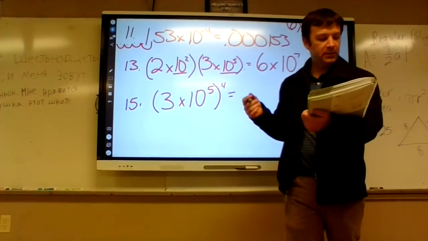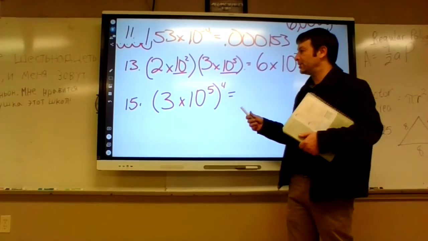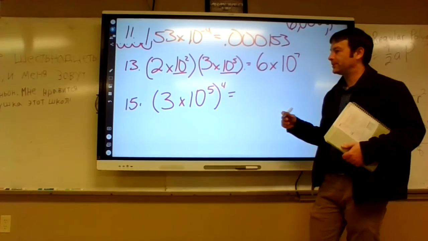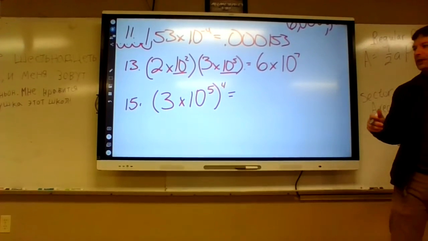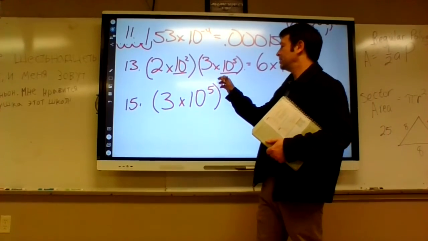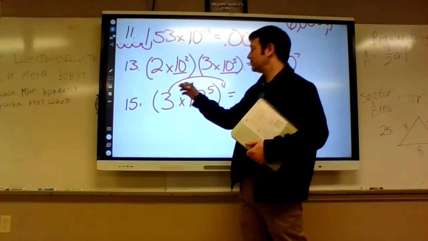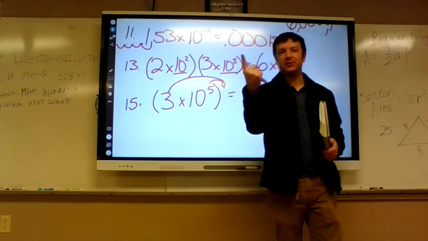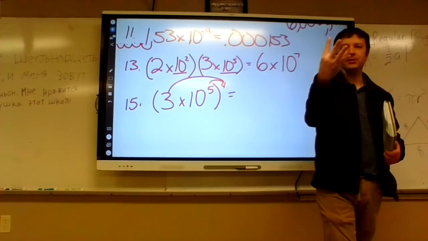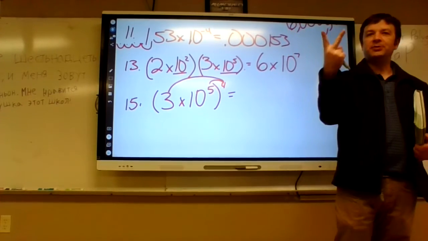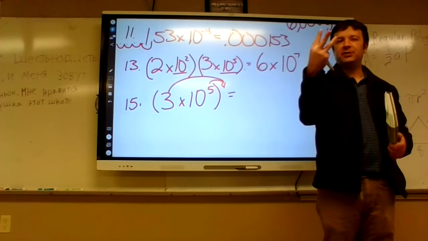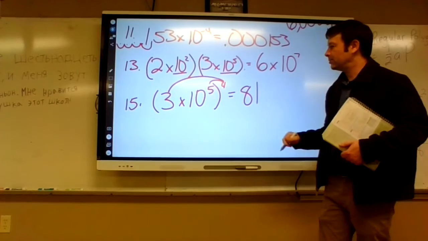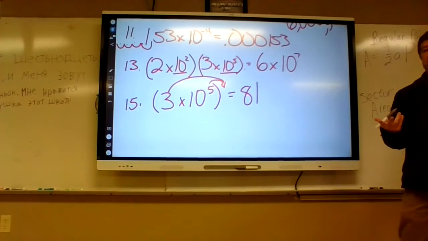Now, number 21 will not be easy to do in your head, so we're going to show some work on that one. Anyway, what do you guys think I should do on this one? Distribute the exponent. It's like distribution. So how would I do that? So basically it's 3 to the 4th. 3 times 3 is 9. Times 3 is 27. 27 times 3 is 81. You could use your calculator for that.